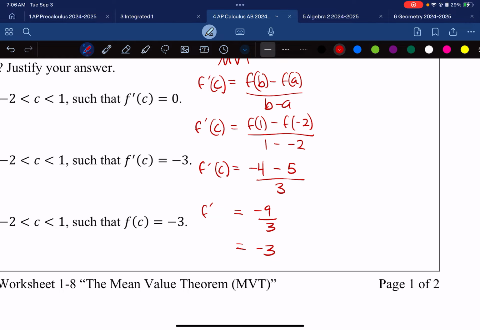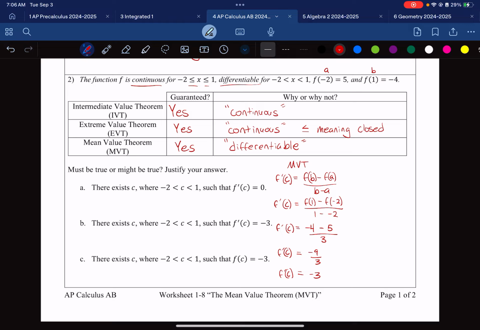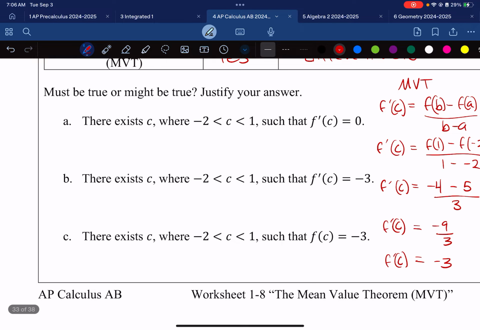So f prime of c, just copying it all the way down. Mean value theorem states that we can have a slope of negative 3. That means this one is true. I mean, we might have a slope of 0, but we don't have to have a slope of 0. So we can say this one might be true. You always assume that if you had more information, that could be a must. This one for part B has to be a must be true.